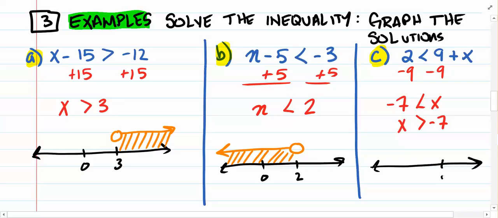Okay, and I want to graph this. So I've got to give you 0, and I've got to give you negative 7, which is to the left of 0. I'm going to put an open dot above negative 7, and I'm going to shade to the right. Because when I have my variables on the left-hand side, the inequality symbol tells me the direction to shade. We covered that in the last lesson.